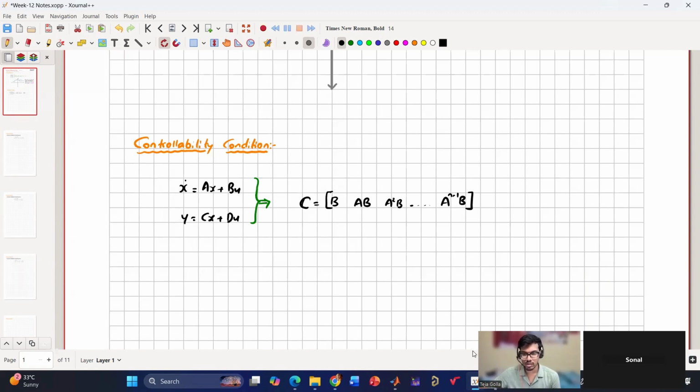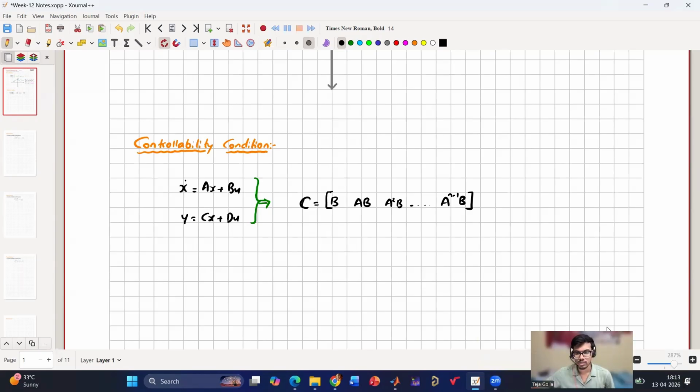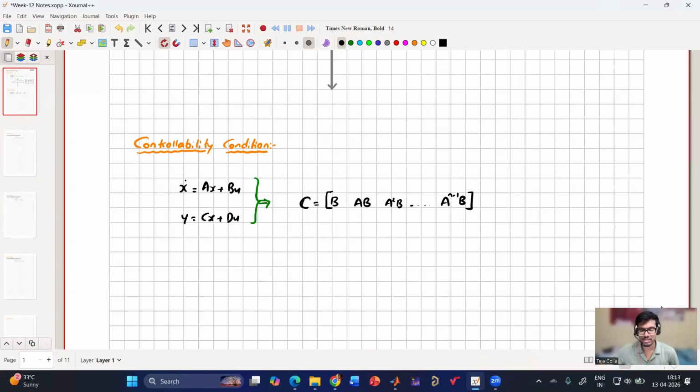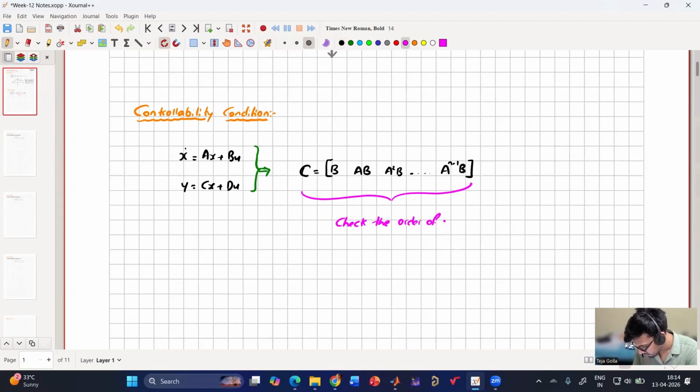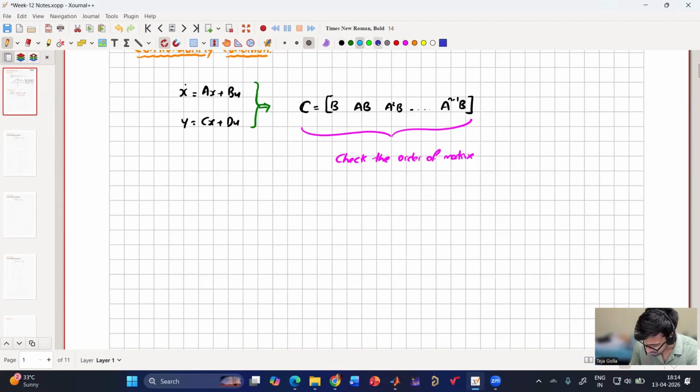So if the rank is full, then it means the system is controllable. But say if it is not, then you have to check which states are controllable and which are not. So here, what do we have? The matrix, right? So now you have to check the order of the matrix. So again, there will be two conditions: either it is full order or it is not. Full order, system is controllable.